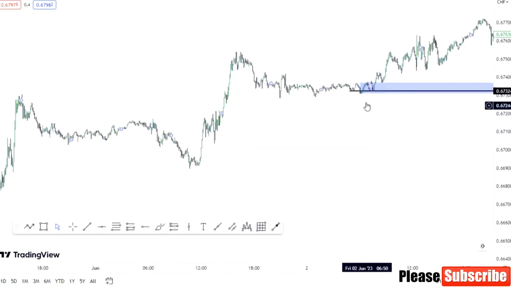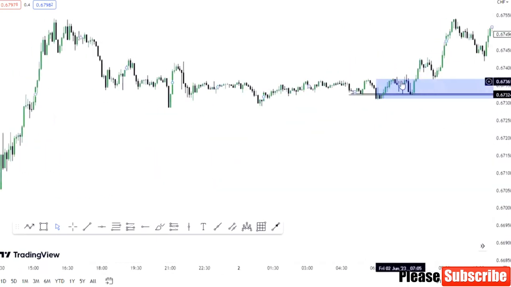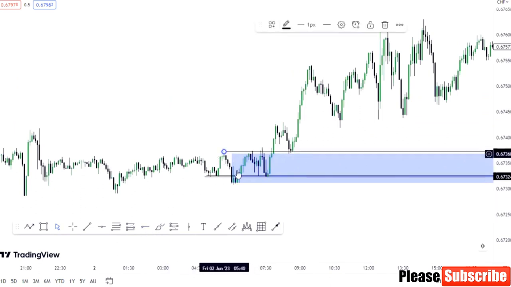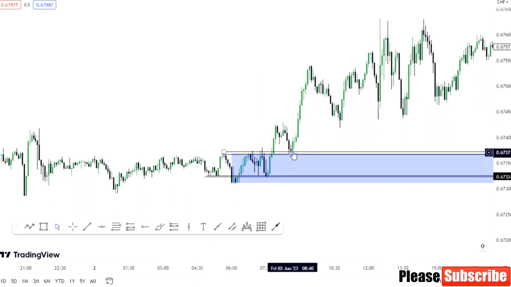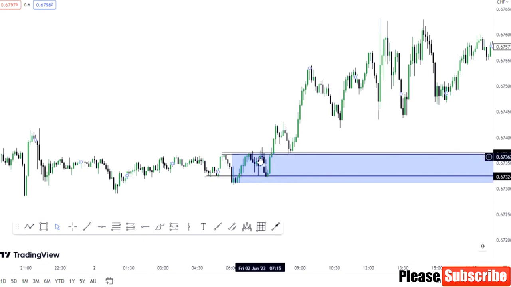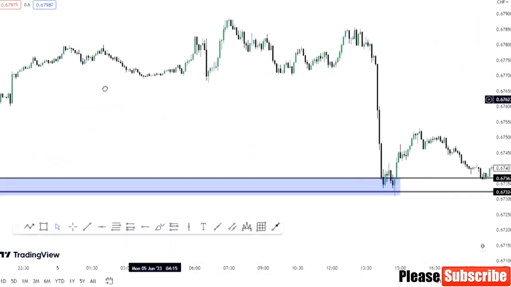And we have another pivot level right here. Now this pair is weird. We have another pivot level right here. Let me draw this. You can see where the market reacted multiple times: the first time, the second time, the third time. I don't want to draw a zone because I don't want to make it confusing, so I'll just leave it as lines.